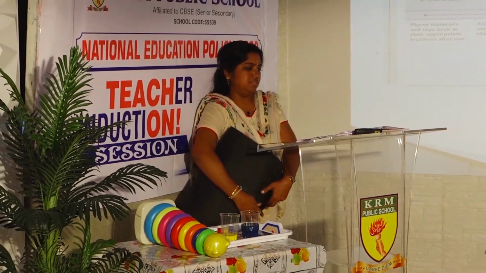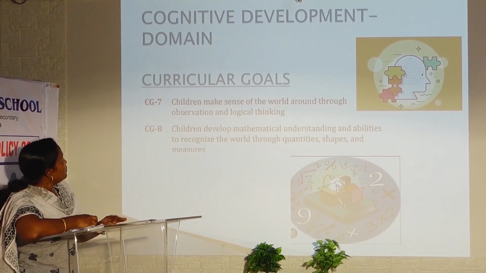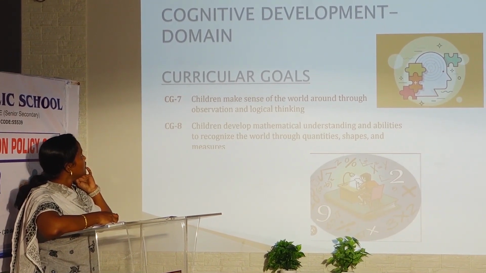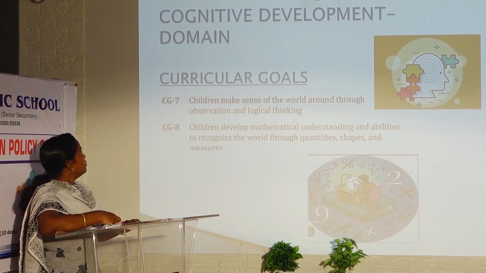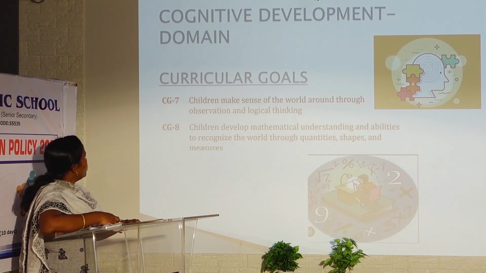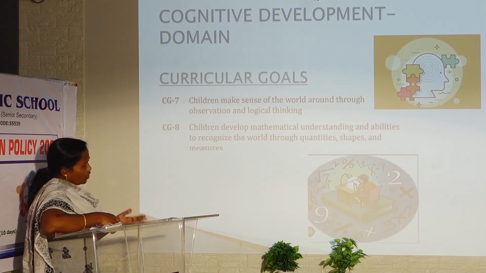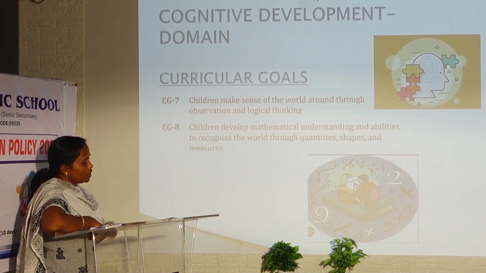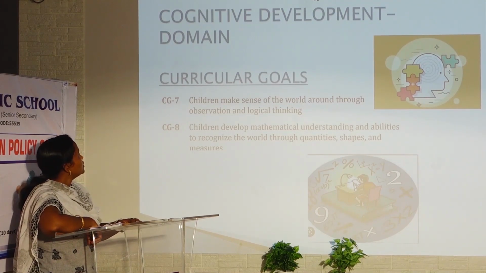Now over to Jyoti. In the last slides we have seen the physical development, and under that we have seen the curricular goals, and after that we have seen the social emotional. Now we will move on to the cognitive development domain and see the curricular goals. Curricular goal 7: children make sense of the world around through observation and logical thinking. Cognitive development means how children think, explore and figure things out, and it is the development of knowledge, skills, problem solving and disposition.